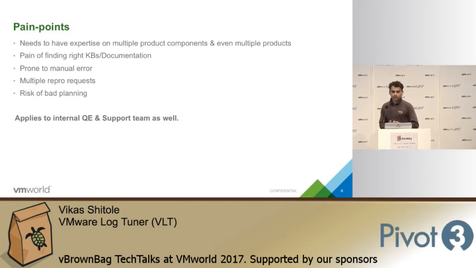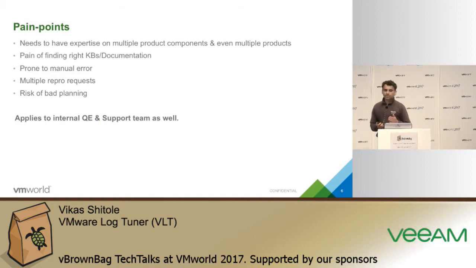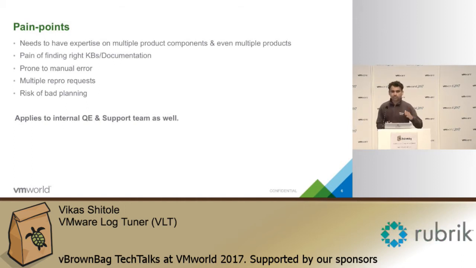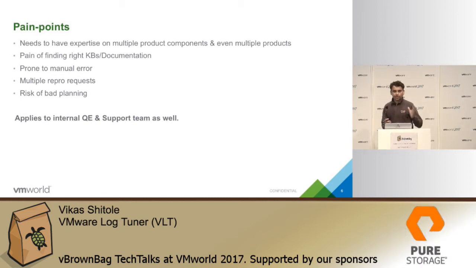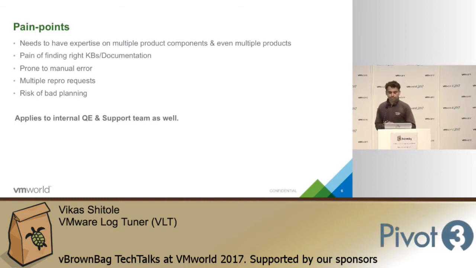The second is the pain of finding the right KBs and documentation. Take the example of vCenter itself. There is Windows vCenter, then we have VCSA, and there are multiple versions of vCenter: 5.5, 6.0 and now 6.5. Across these releases, there are architectural changes and the log file locations have changed, so there are multiple KBs across releases. So it is really painful to find the right KBs and documentation in order to enable those loggings.